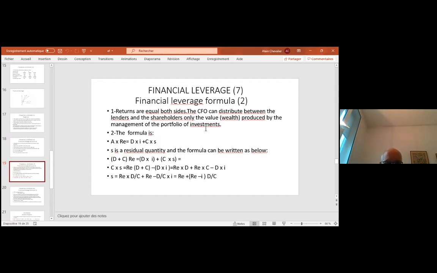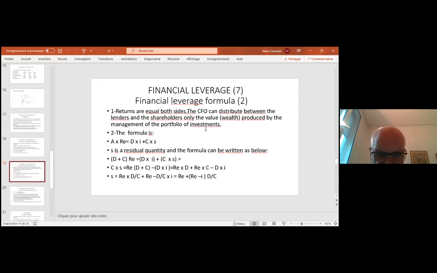After that, it's only calculation. If you want to calculate S, which is the cost of equity, you isolate C multiplied by S, which is in that case equal to RE multiplied by D plus C minus D multiplied by I. You modify the presentation and develop the right side of the equation, and you get C multiplied by S is equal to RE multiplied by D plus RE multiplied by C minus D multiplied by I.